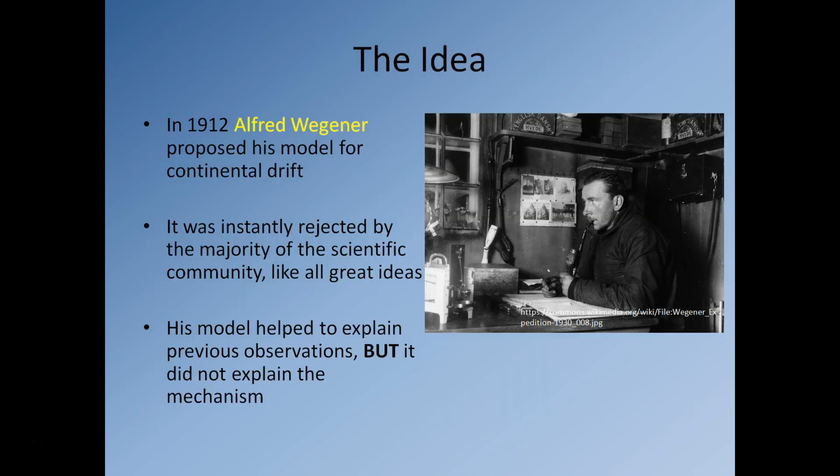So the idea of plate tectonics was initially put forward in 1912 by a gentleman called Alfred Wegener. And he proposed the model, essentially the basis, and showed the evidence for continental drift. So essentially his proposal was that the continents were moving through the ocean like battleships, essentially, ploughing through the seas. So of course, like any great scientific idea, it was instantly rejected by the majority of the scientific community.